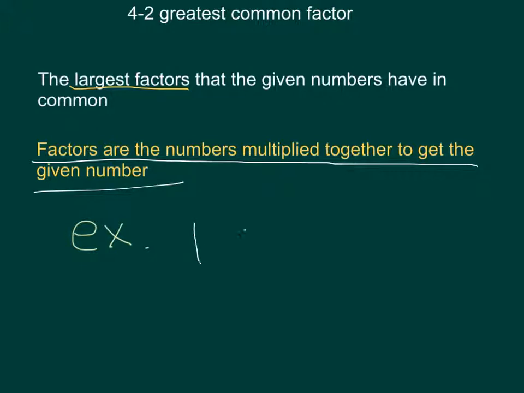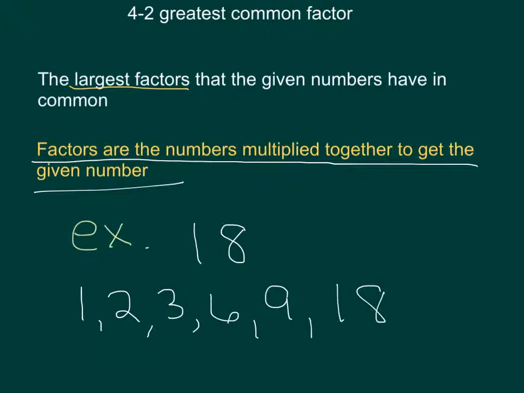So if we have 18 and we want the factors of 18, that would be 1, 2, 3, 6, 9, and 18. Those are all the numbers that you can multiply together to get 18. 18 and 1, 2 and 9, 3 and 6.